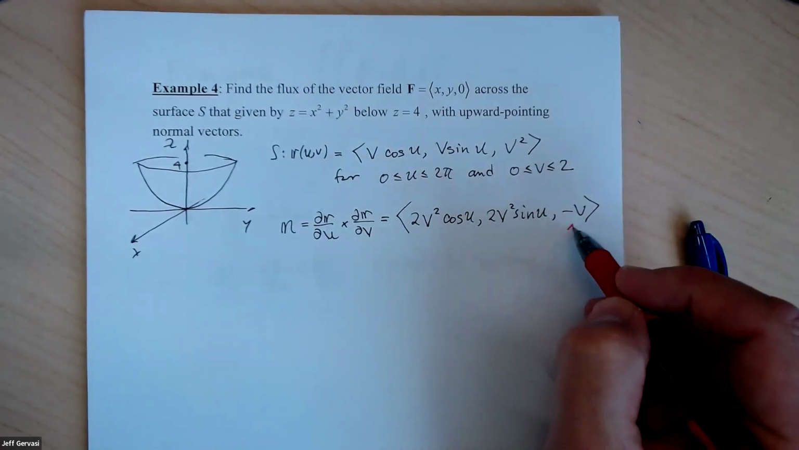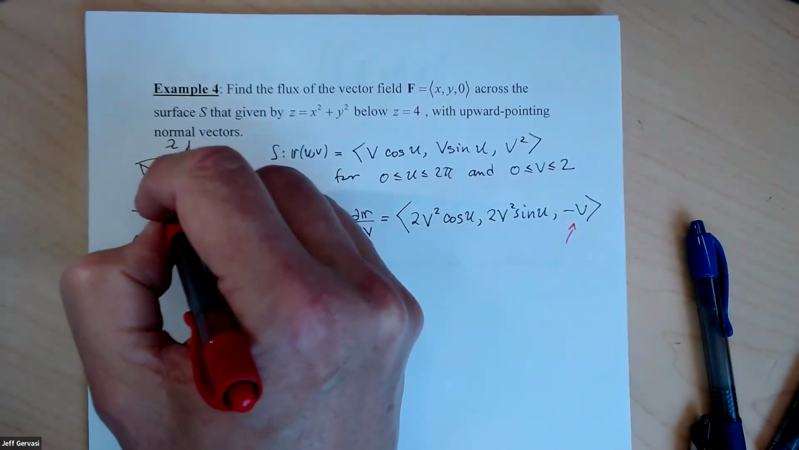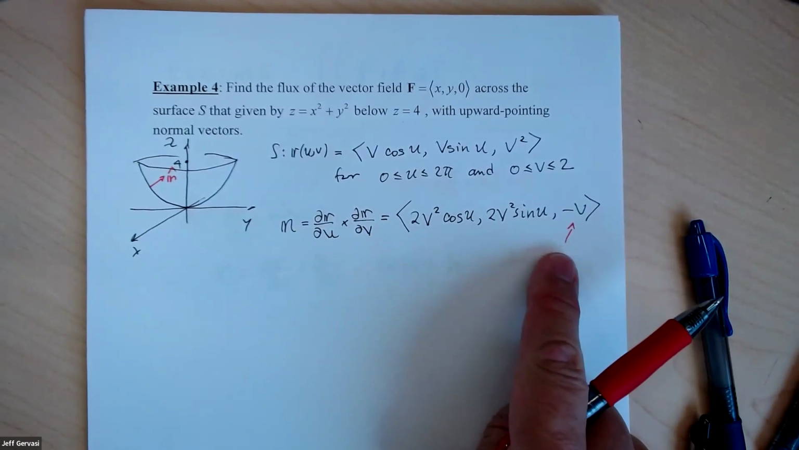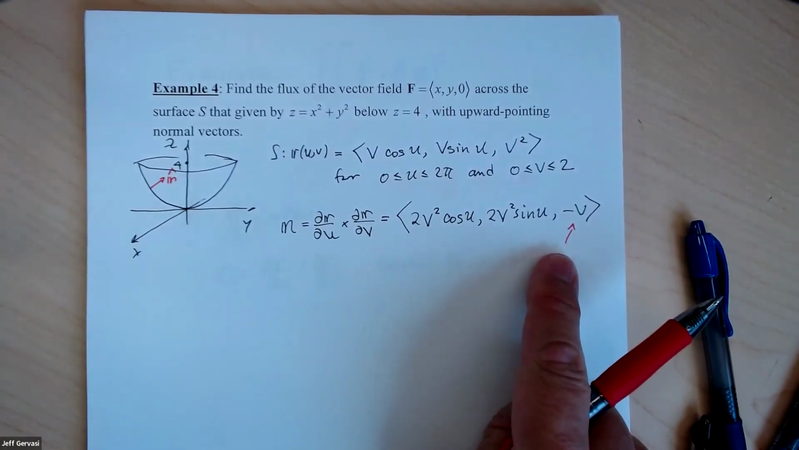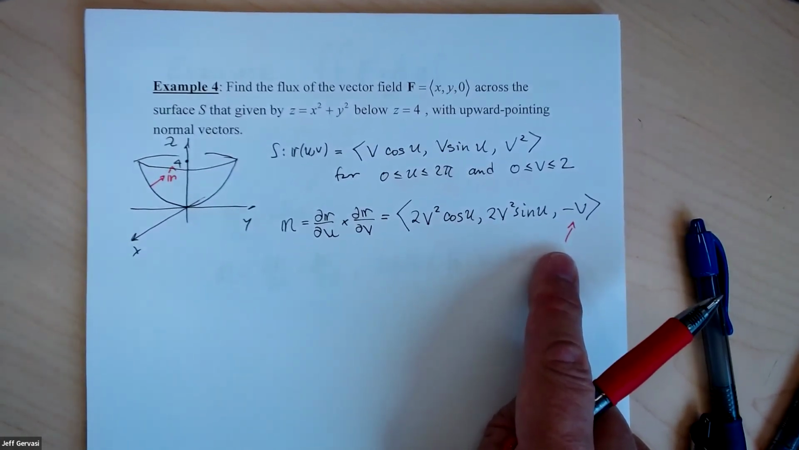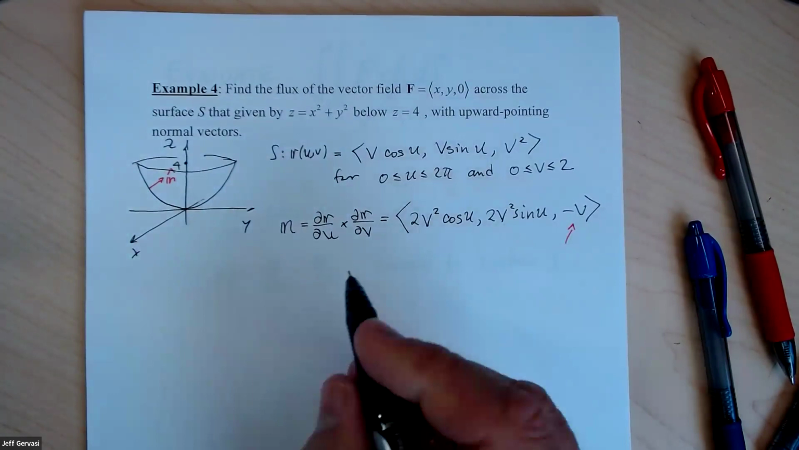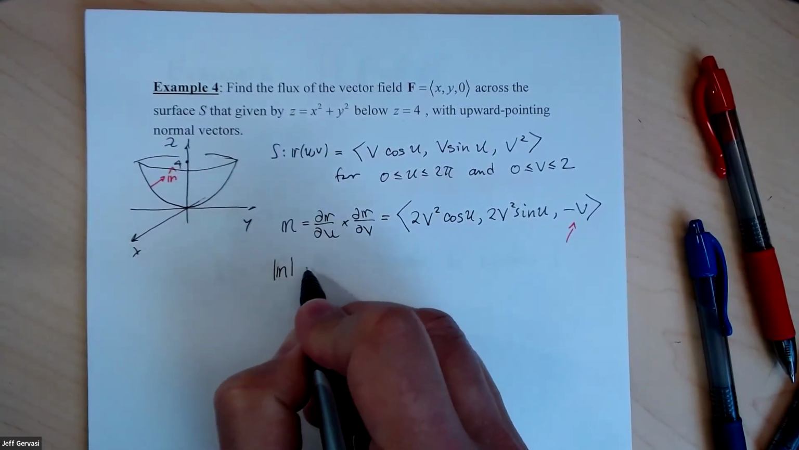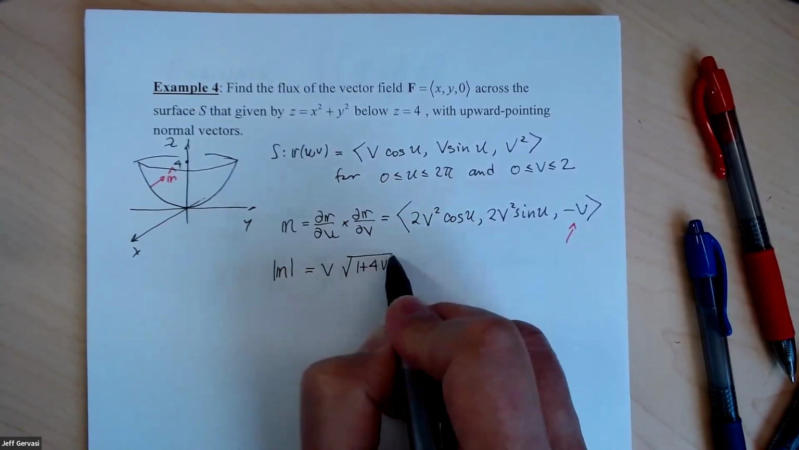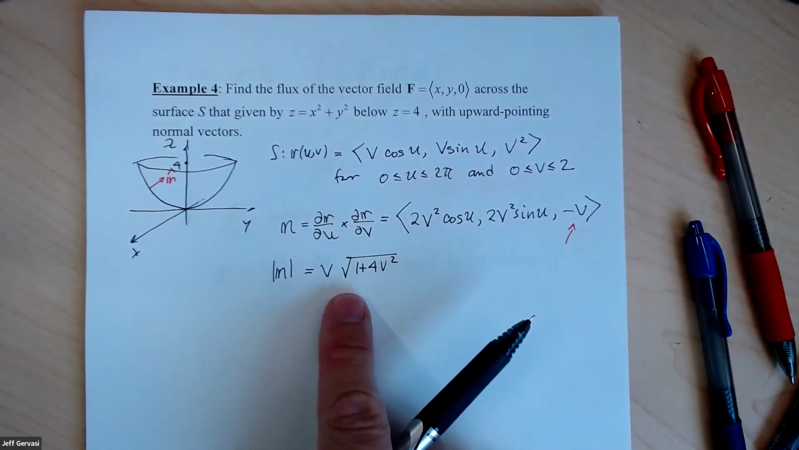Notice your z component is negative here. We said upward pointing normal vectors, so we're going to need our vectors pointing in this direction. This would have our normal vectors pointing downwards because the z component is negative. So like we did in a previous example, we're going to have to take the opposite of our unit normal vector. But let's complete the calculation and then we'll do that. Calculate the magnitude of this and you'll find v times the square root of 1 plus 4v squared.